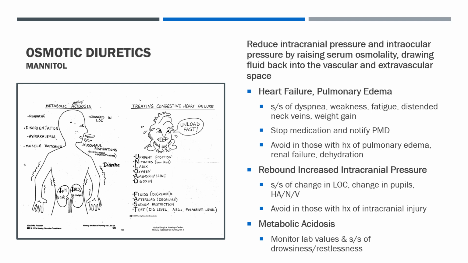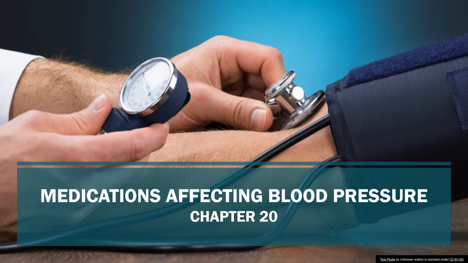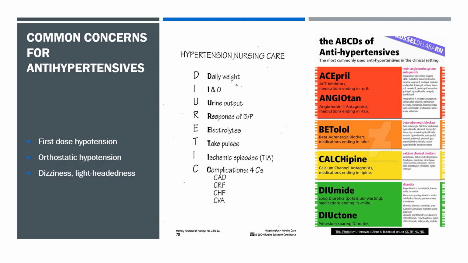So neuro, or your mannitol. The next section here is going to be medications affecting blood pressure from chapter 20. The commonalities between antihypertensives are going to include first dose hypotension. So after they take their first dose of medication, they have a drop in blood pressure. Orthostatic hypotension, blood pressure dropping upon moving, changing of positions. And then dizziness and lightheadedness. So be mindful of those.